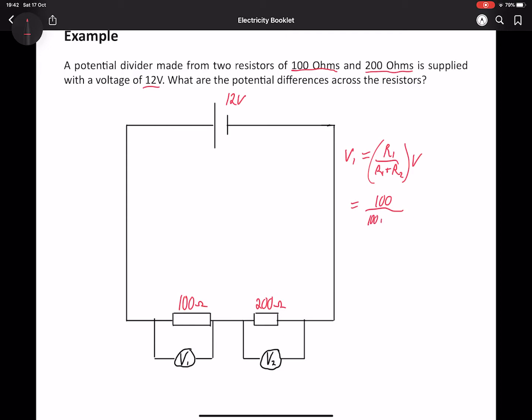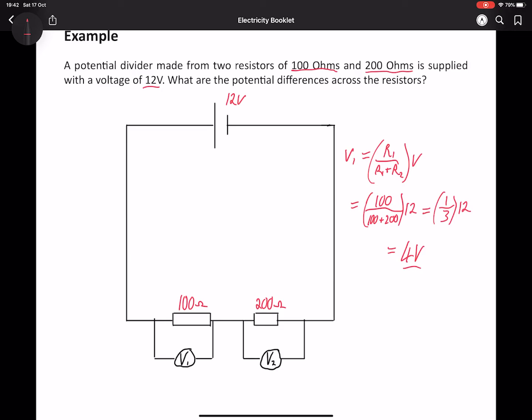So we have 100 for R1, 100 plus 200, all bracketed and multiplied by 12 for the supply voltage. Quite quickly, you should be able to notice that this is 100 over 300, which can very simply be brought down to 1/3, multiplied by 12. So to find a third of 12, well, divide by 3 and we get a total of 4 volts.